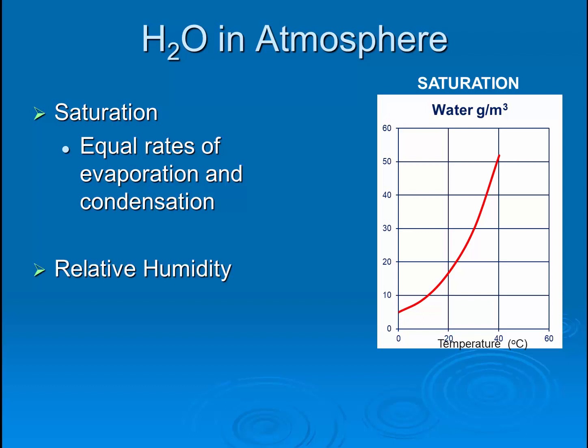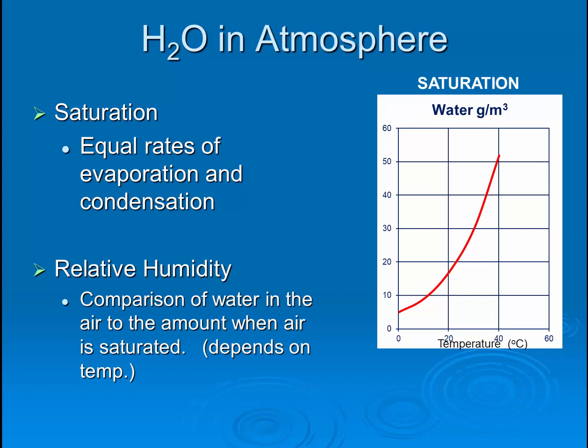Another term that is frequently used when we talk about water in the air is that of relative humidity. Relative humidity is a comparison of how much water is in the air to how much is in the air when the air is saturated. This, of course, depends on temperature. 50% humidity on a warm day versus 50% humidity on a cold day, there will be much more water in the air on the warm day, even though the relative humidity is the same. But how do we measure that humidity?